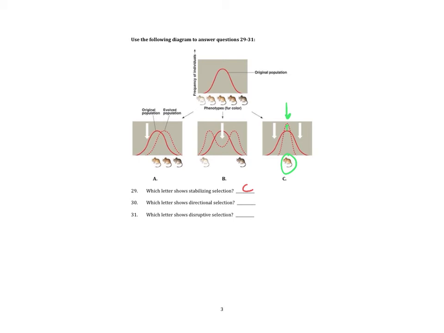Number 30 says, which letter shows directional selection? Directional selection means that this original population is either going to shift one way or the other. And so in our example, you can see in letter A that this has shifted in this direction. And so it's possible that there was like a volcanic eruption that made the ground where this mouse lives darker. And so that means that the mice that are darker colors, so this mouse and this mouse, are becoming more successful than the lighter colored mouse. So that's directional selection, because the population has shifted in one direction.